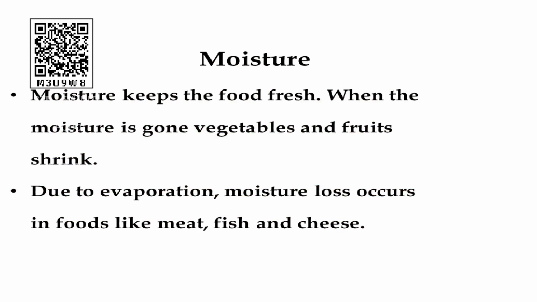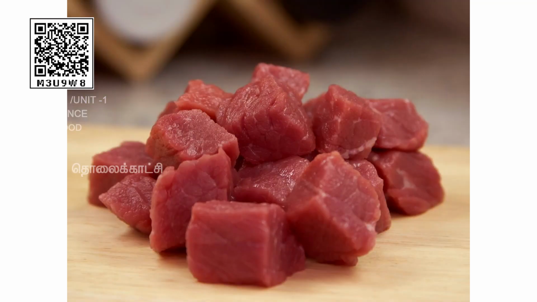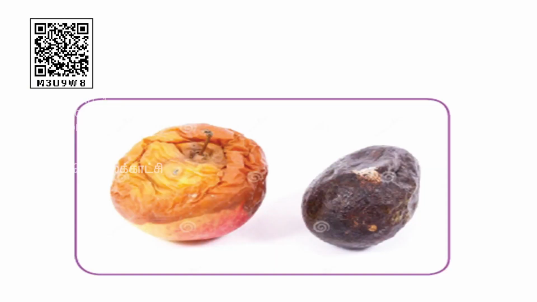A lot of moisture will lead to the growth of microorganisms, but the food needs a certain amount of moisture so that it keeps the food fresh. Okay. Due to evaporation, moisture loss occurs in foods like meat, fish and cheese. Okay, look at the image, children. What happened to that fruit? The fruit started to shrink since the moisture has gone out from that fruit. Okay.